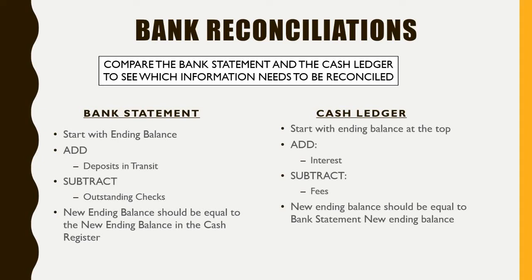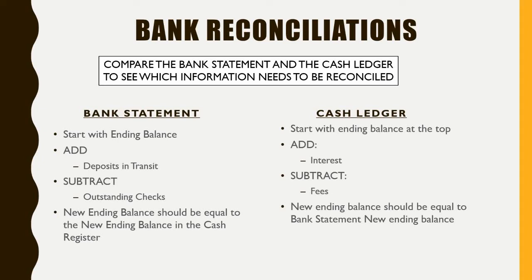Okay? And then you should have a new adjusted ending balance. This adjusted ending balance should match your adjusted ending balance on your cash side, on your cash ledger. So once you start with the ending balance on your bank, you're going to add your deposits, you're going to subtract your outstanding checks, and then you're going to get a new adjusted balance.